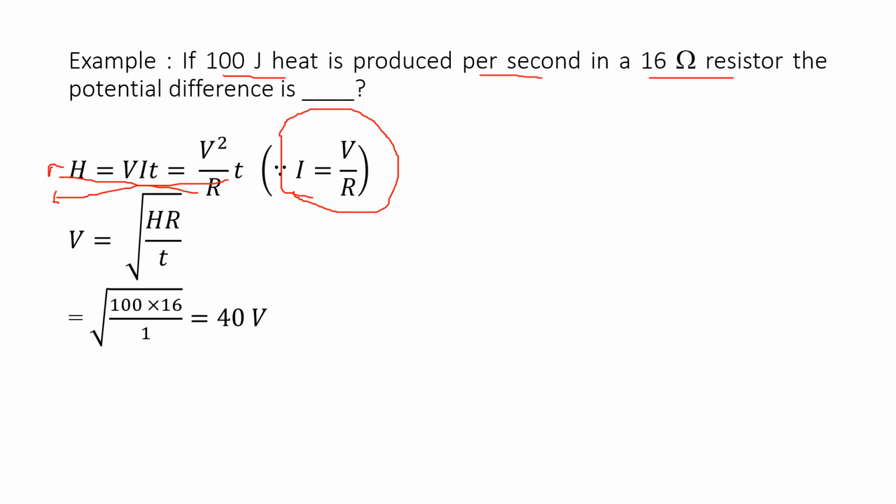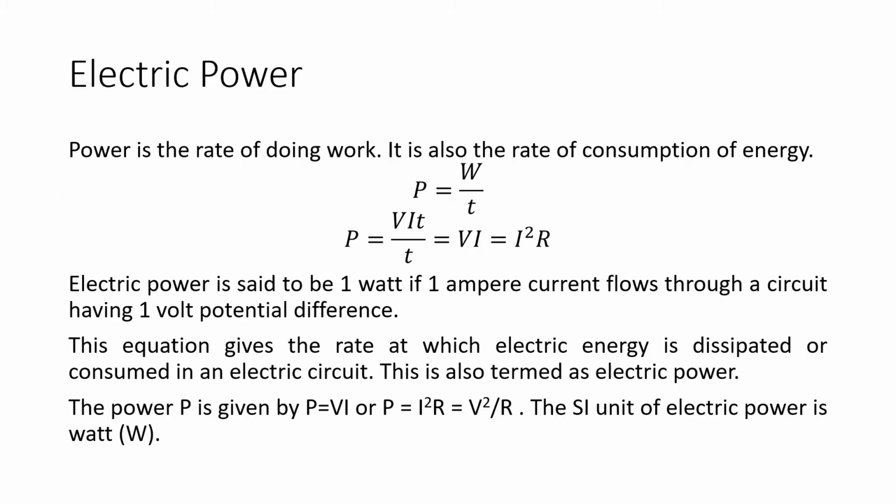So we have 40 volt. So a 40 volt potential difference in 1 second. Yes, when a 40 volt potential difference is applied to a conductor with resistance 16 ohm for 1 second, the heat produced is 100 joule. So here we were given the heat produced and we had to find out what is the voltage. I hope this equation is simple for you and the topic is now clear.